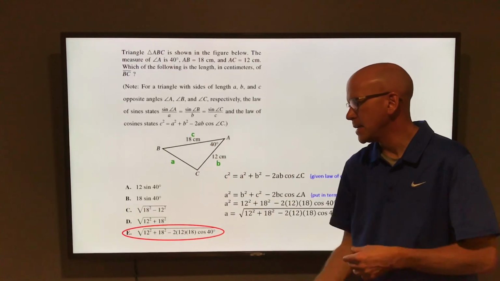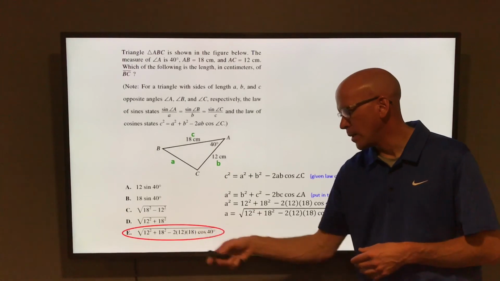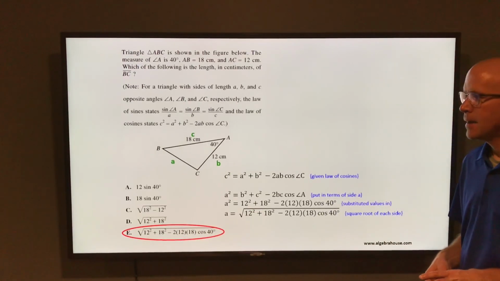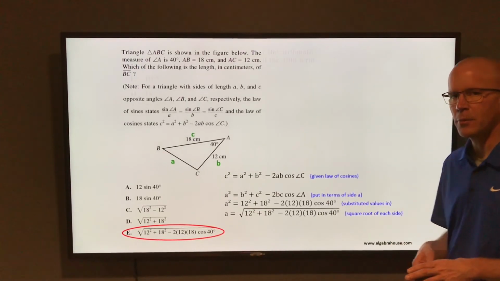Side B and side C, and solve that for A, we end up with answer E. Not an easy one, but it is possible.